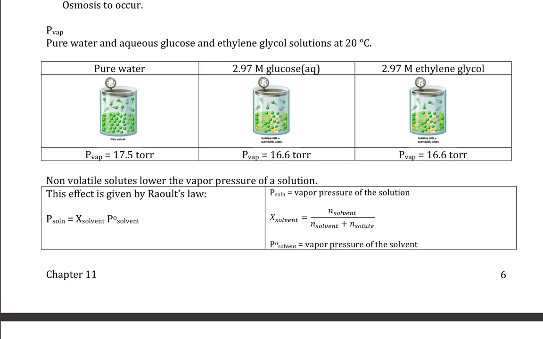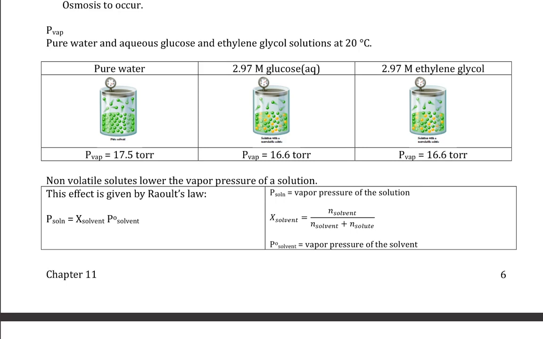Notice that in our last column there, we have 2.97 molar ethylene glycol. Same molarity and same vapor pressure. So this would be like the colligative property we talked about earlier. It doesn't matter the identity of the solute, it just matters the amount. In our case, the 2.97 molar. We get the same effect.